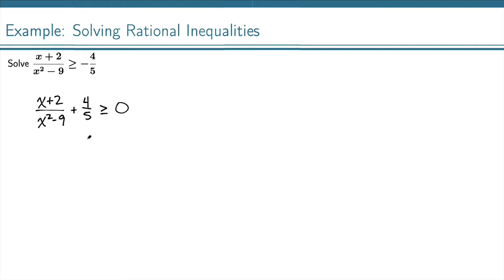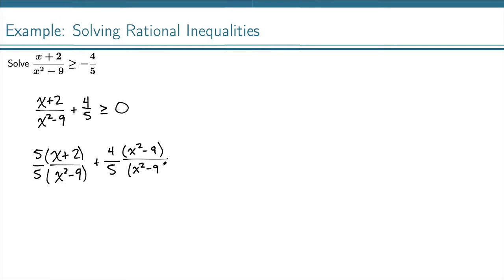Now we need a common denominator. And so we are going to take each of these fractions and multiply it by whatever it needs for its denominator. So this first fraction needs a 5, so we're going to multiply by 5 over 5. And the second fraction needs the entire x² - 9. Multiply top and bottom by the x² - 9.